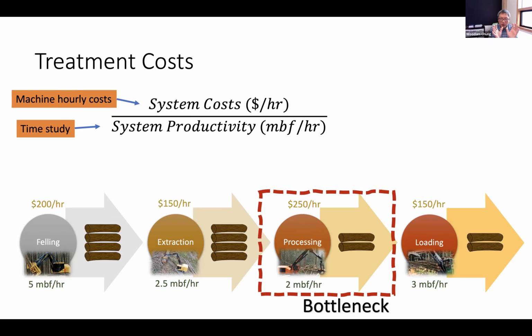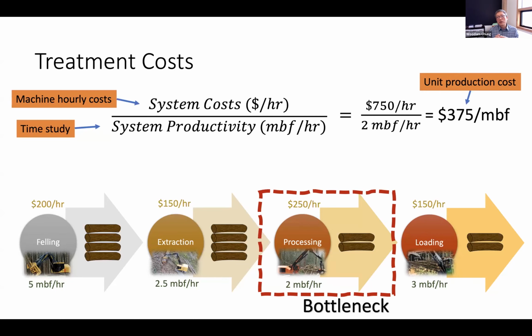In this logging operation, we will produce 2 MBF of wood, bringing 2 MBF of wood to the landing every hour. So with that information, we can estimate treatment costs. The total cost for 4 machines will be $750 per hour, and productivity will be 2,000 board feet per hour. So that will give us the approximate treatment cost at $375 per hour. That's going to be the unit production cost. So this is how we estimate treatment cost.